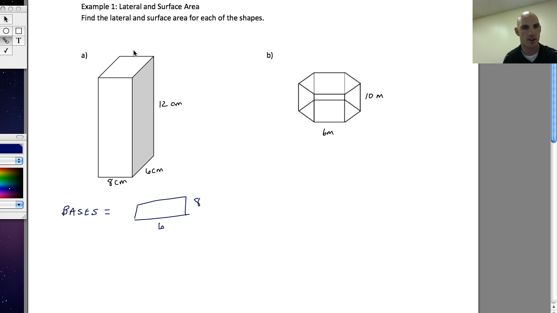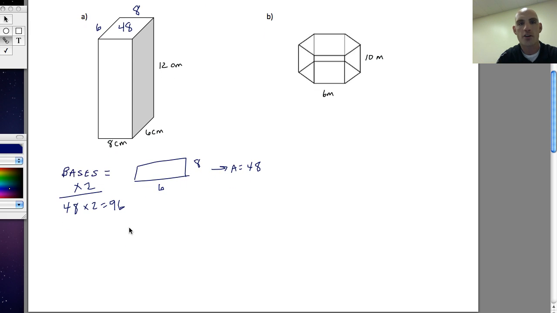So this is the base here. You can label this: this is 8 and this is another 6. So the area is 48. The bases are going to be times 2, so 48 times 2 equals 96. This one up here is 48, and the bottom one is also 48. Okay, so that's one of them.